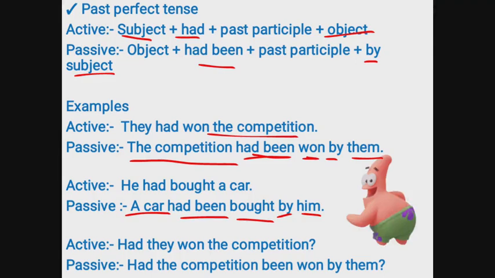Number three: had they won the competition? This is a question. So we're going to change this into a passive voice. Since it's starting with the auxiliary verb had, we maintain the had. But this time around, they will be replaced with the competition. Then we add our been. Past participle of win is won. Then by them, they becomes them. So had they won the competition becomes had the competition been won by them?